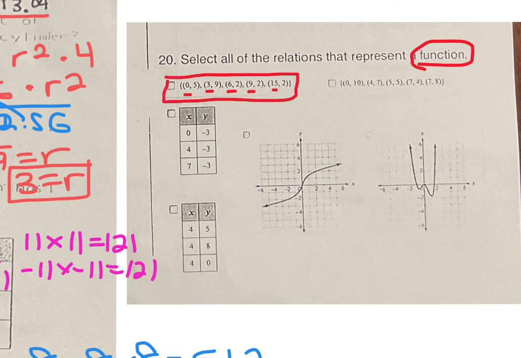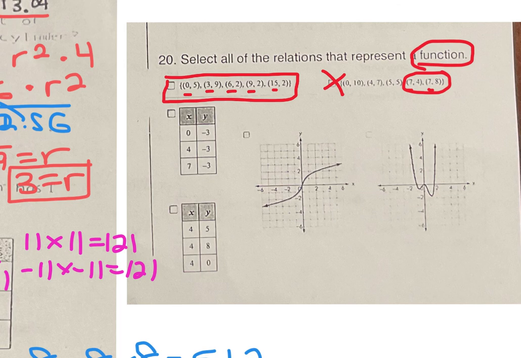If I take a look at the second set of ordered pairs, I see that I have a 7 for the x values and it's repeating. So I have an input of 7 with an output of 4 and an input of 7 with an output of 8. Since that input has more than one output, it is not a function. It would be a relation only.